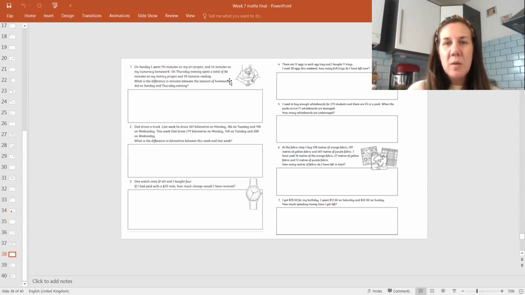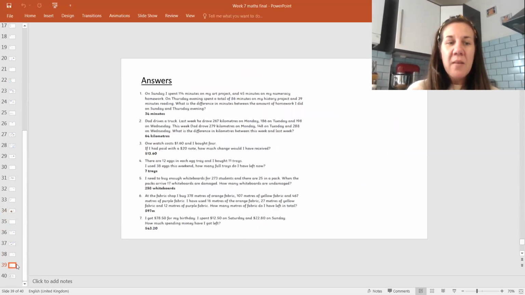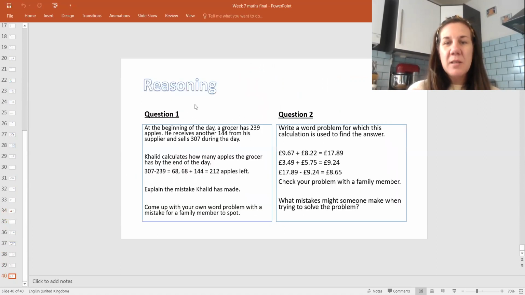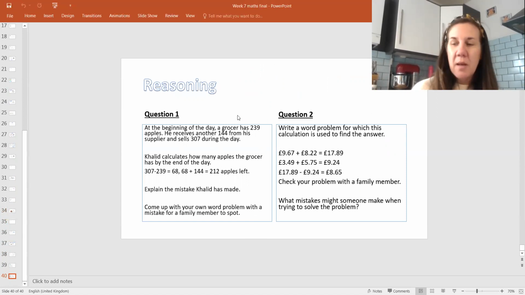And then these are going to be your trickiest questions. They're 2 or 3 stages. So you really need to apply rucksack to these questions and think about the order that you're doing your operations in. The answers are there. And then finally, some reasoning questions at the end, looking at mistakes and setting some problems again for your family members to answer. So it's a really full week.